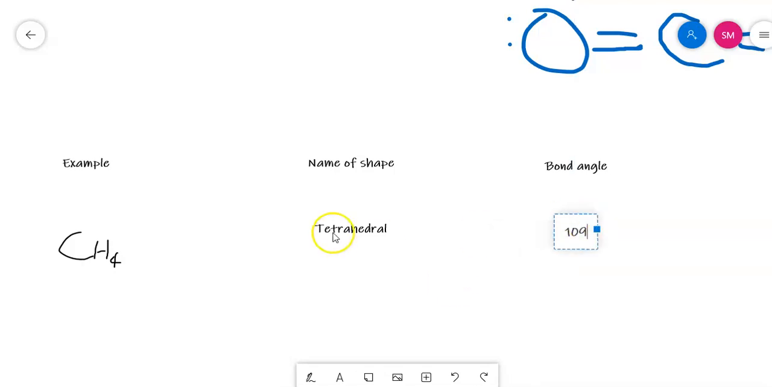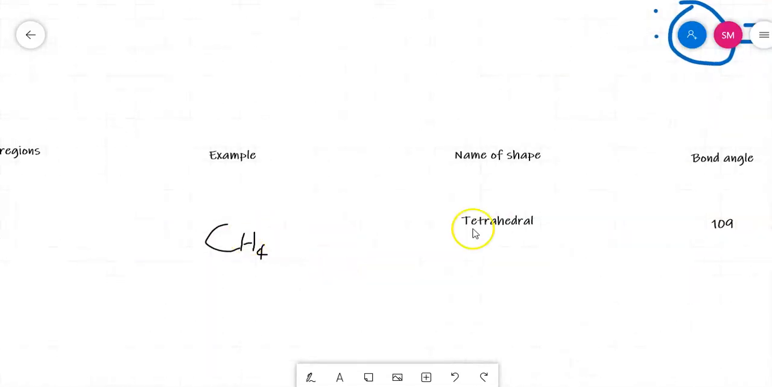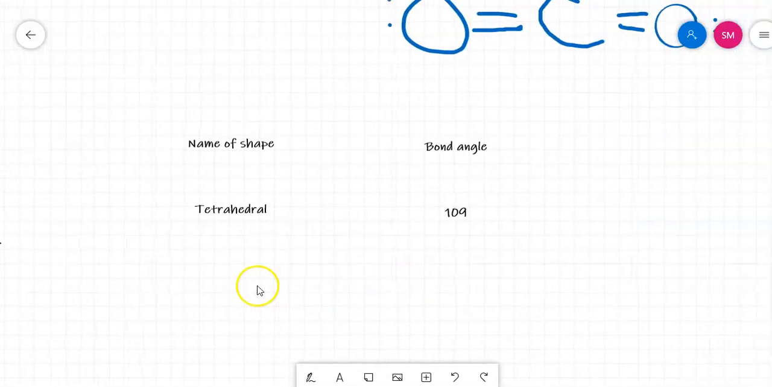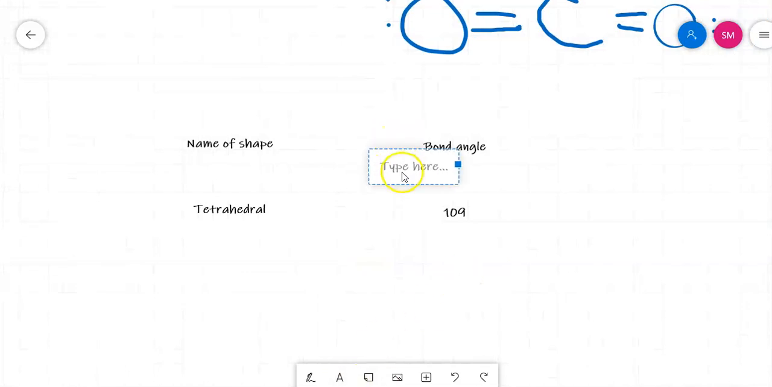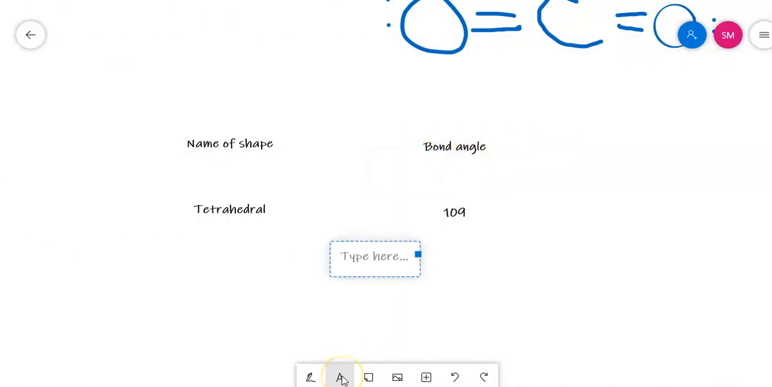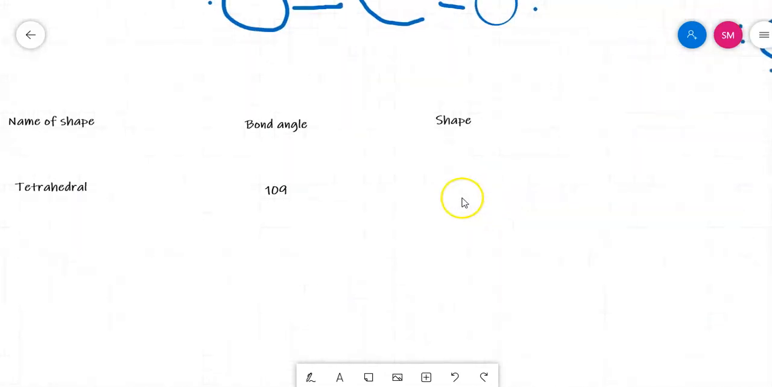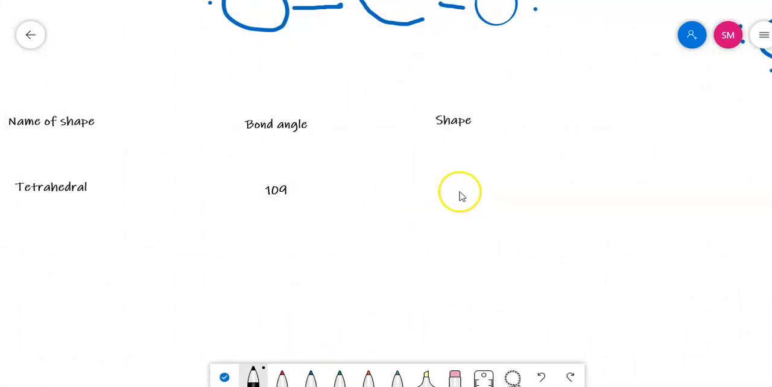And then there's a way that we can draw what this methane looks like. So we'll do one more column, and we'll call that shape. This is when we're drawing the shape of it, we need to show on our piece of paper what the molecule would look like. So to do that, we'll draw the central atom, and then we draw a line that is telling us that this bond is coming out on the same plane as the page.